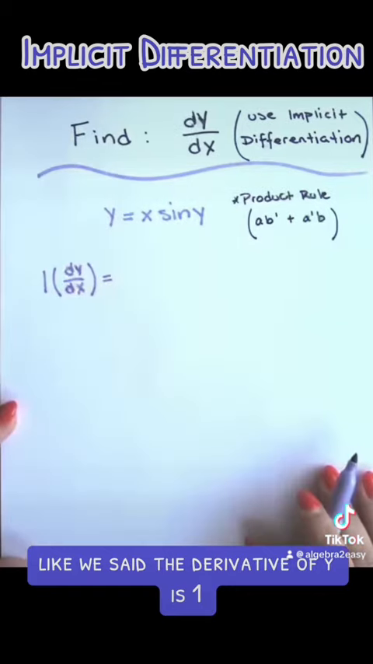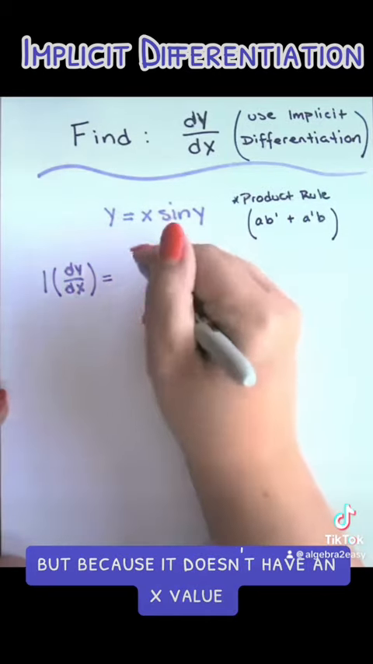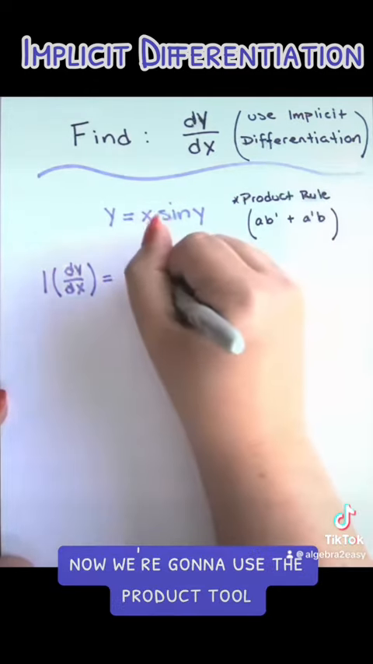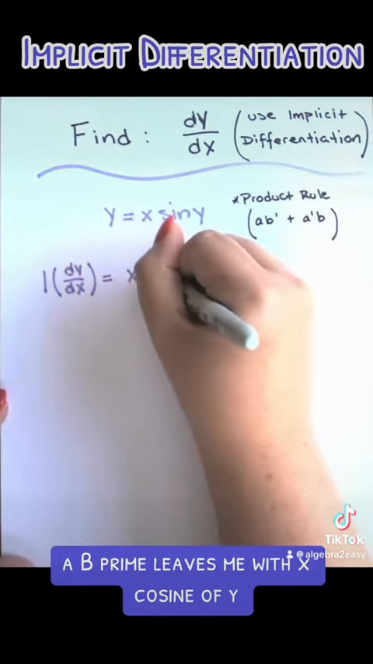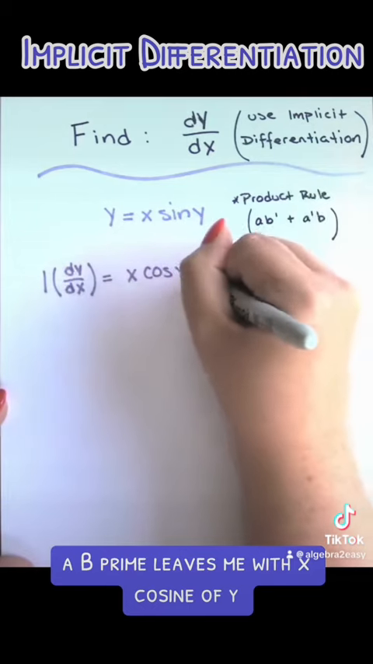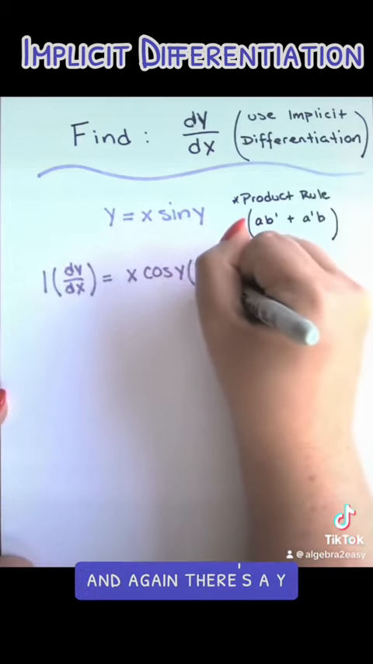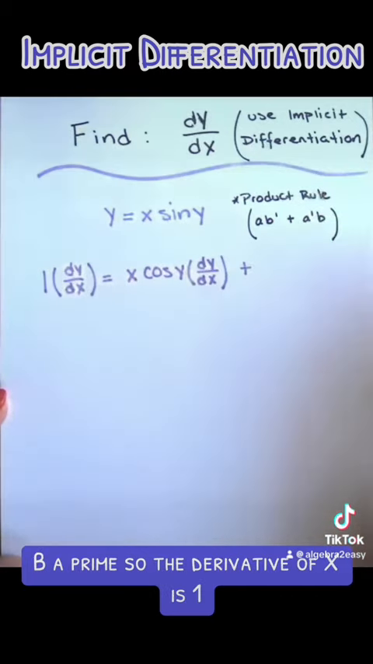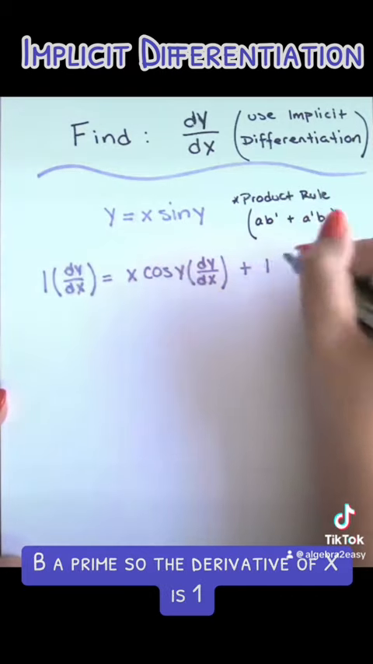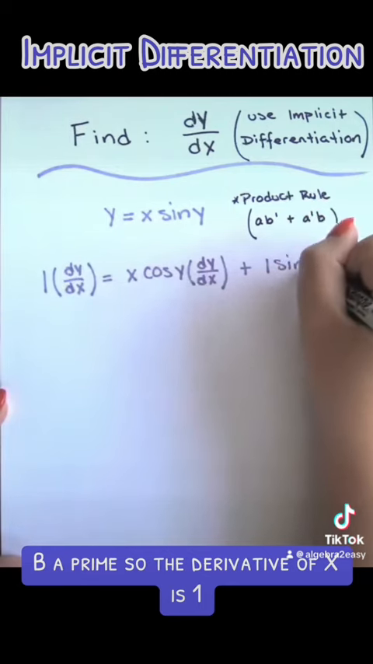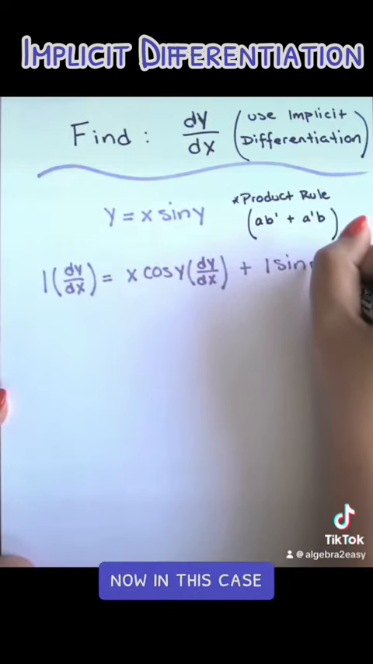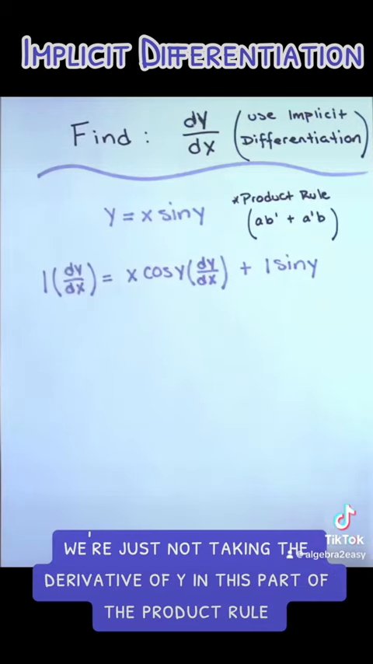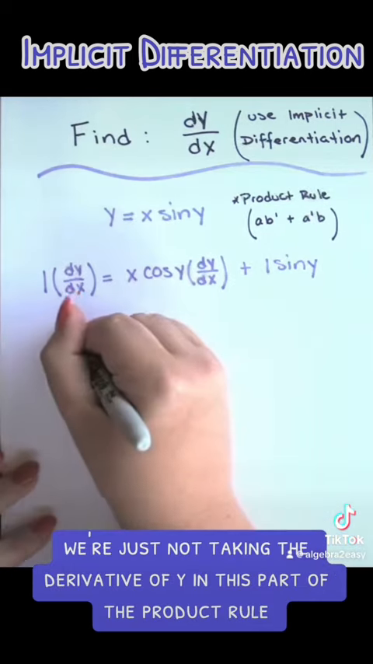Like we said, the derivative of y is 1, but because it doesn't have an x value, we will write dy/dx. Now we're going to use the product rule. a b prime leaves me with x cosine of y, and again there's a y, so I will attach a dy/dx, plus a prime b, a prime, so the derivative of x is 1, and then I have sine of y. Now in this case, it's just sine of y. We're just not taking the derivative of y in this part of the product rule.